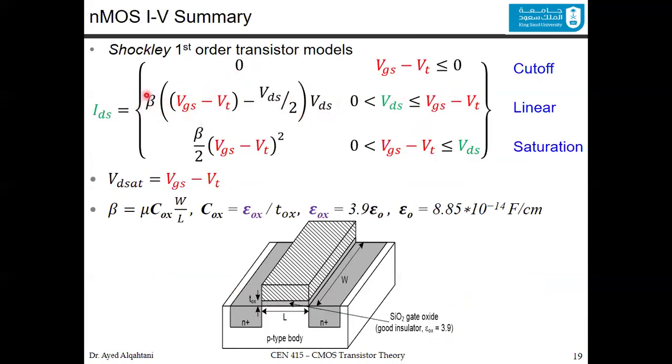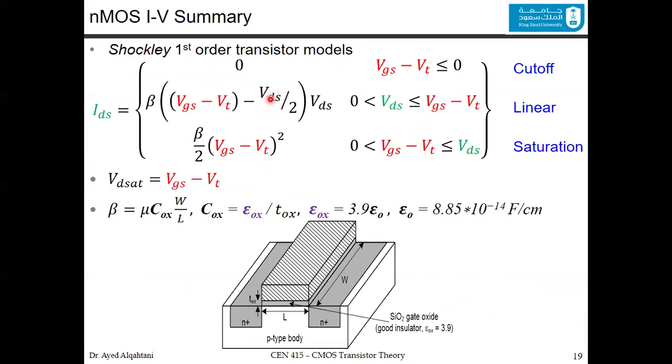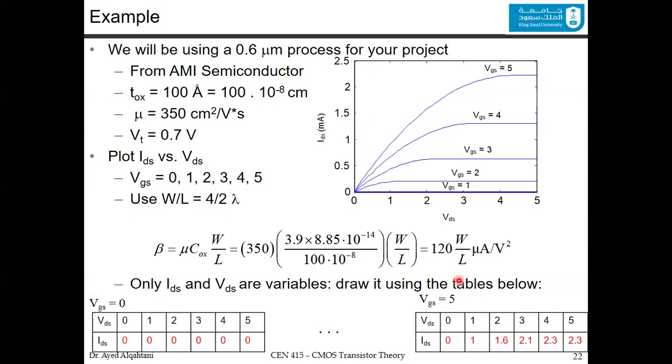So beta, you already found it. The VGS minus V threshold, the V threshold you already have it, and the VGS is given to you, equal to 5. And you have the VDS, which you assumed. You assume now it is equal to 1. And from that, you can find the IDS. So you get 1. If you have VDS equal to 2, the only thing that is changing is the VDS, which is equal to 2 now. You get 1.6, and every time you find a pair, you put a dot on the curve.